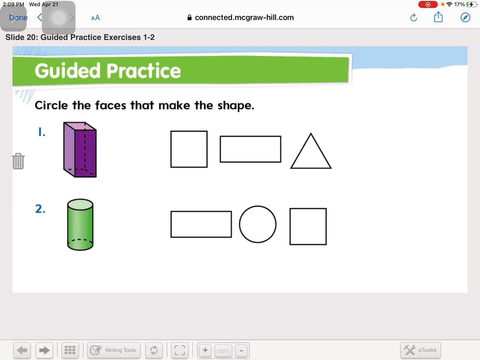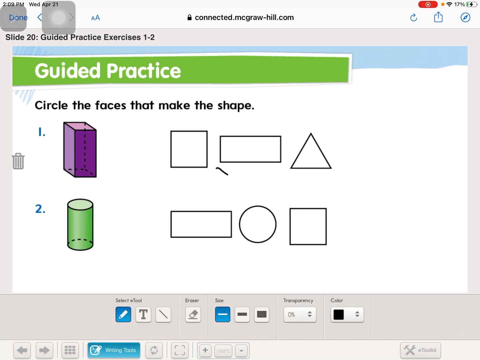Circle the faces that make this shape. So a rectangular prism would have a rectangle. Possibly this side would be a square. Not all the time. If it doesn't have all 4 sides the same, then it would be another rectangle. But this one does look pretty square-like.